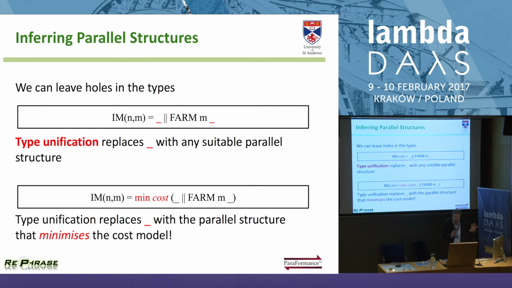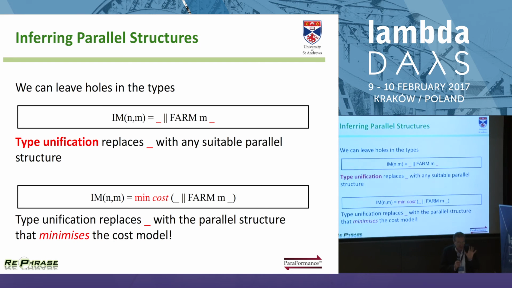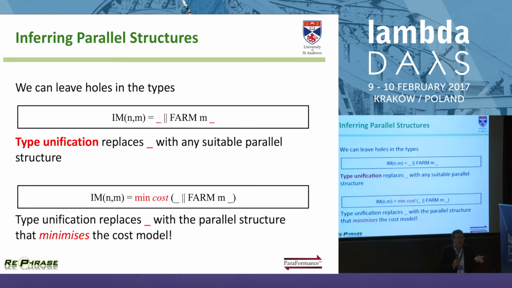So, as I said, what we can now do is leave some holes in the types. Underscores are the holes that we want to be filled in. The type inference mechanism, type unification, is going to replace the underscore with any suitable parallel structure. So the bits we've specified have to be unified with the actual type, but then the underscores, we can just fill those in.